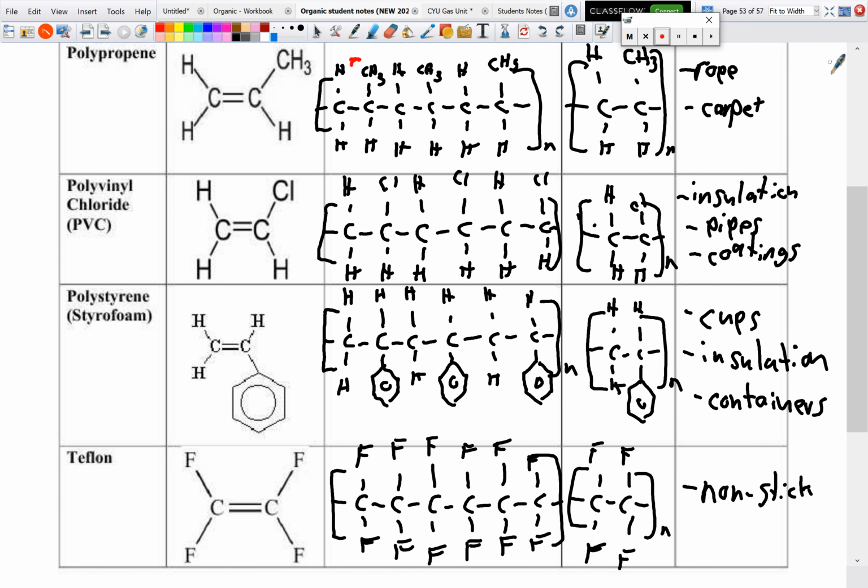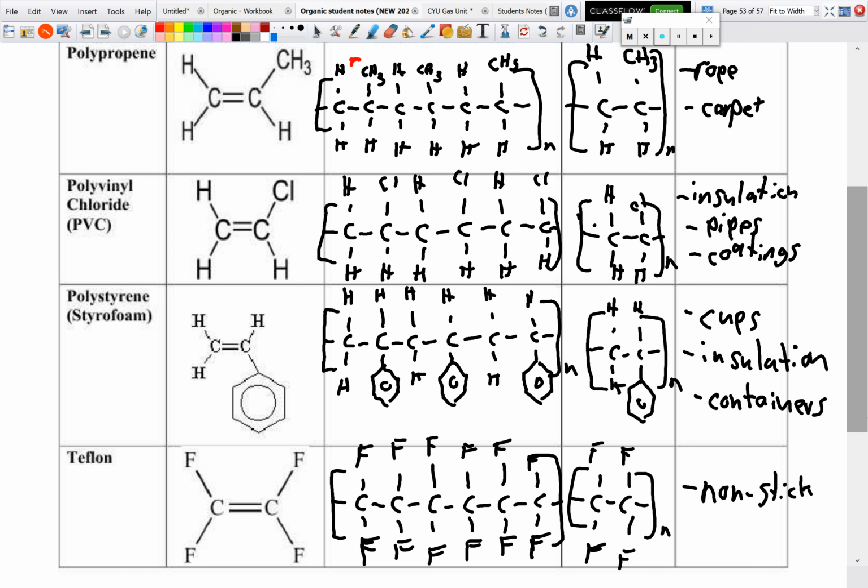All right, and of course all the polymers will look something like this. So we have our 3 repeating units here. We have what our repeat unit looks like, and of course some of the uses. So PVC, or polyvinyl chloride, is used for insulation, used in pipes, used to coat things. We have polystyrene, or styrofoam. That's of course used in cups and insulation, and even some containers are made from that. And then of course our Teflon will look something like this, and that's basically used for non-stick stuff.